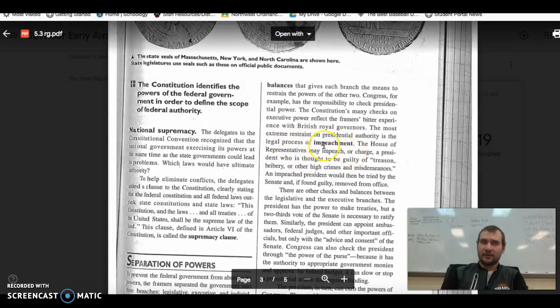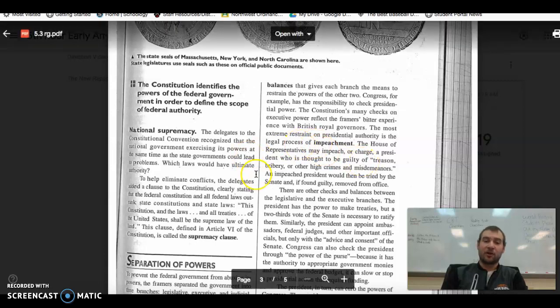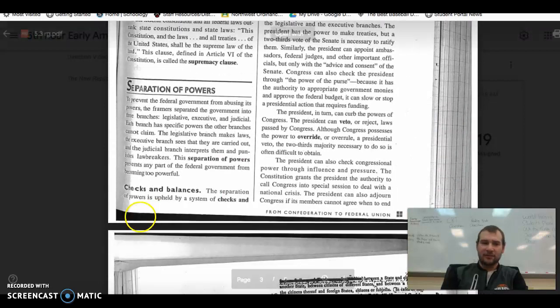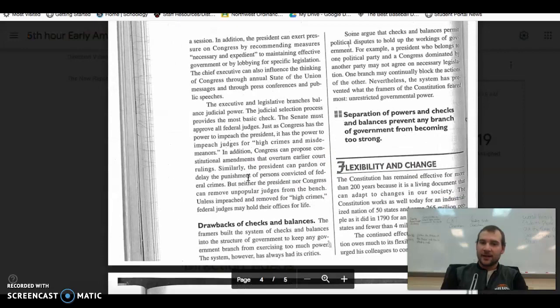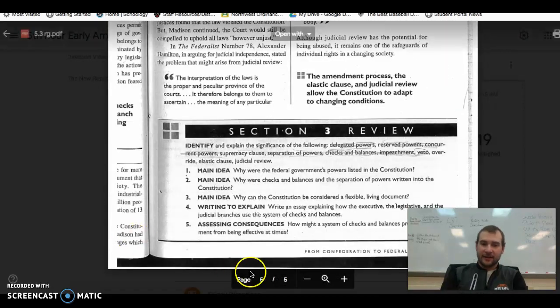Some of the more radical pieces of it, like impeachment, right? Some of the more hardcore or the biggest consequences. I don't know how to explain it really, but you've got some of the basics of it: checks and balances, separation of powers, flexibility, drawbacks, and then once we get down here.